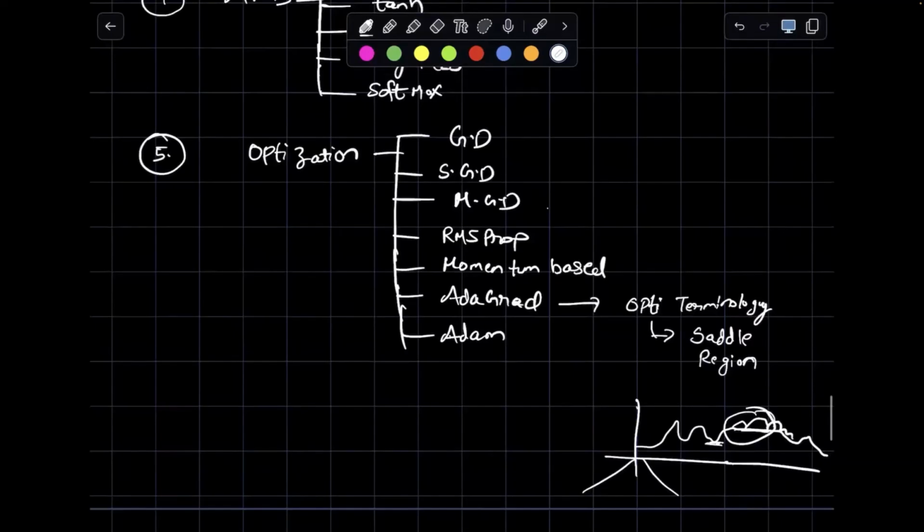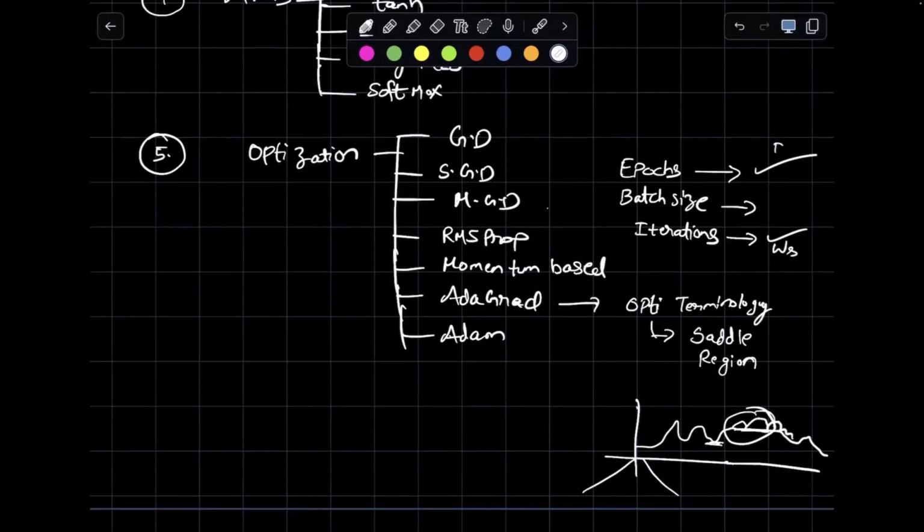Correct. And in all of these, we have some terms called epochs, batch size, iterations. So what are all these? Epochs: number of times it scans the entire data, the whole data. Iterations: number of times it updates the weights. Batch size is the split of the whole data into batches, number of samples. At batch level, you will update weights.